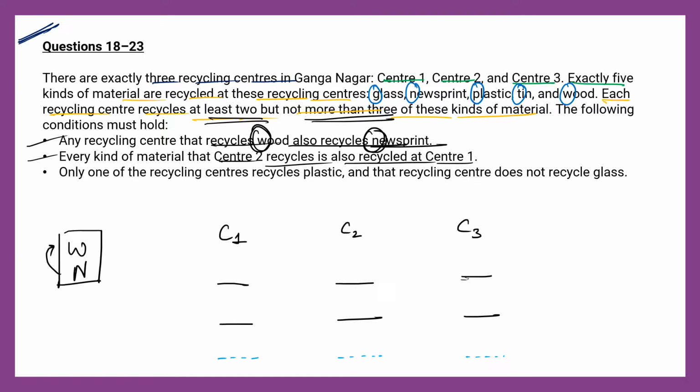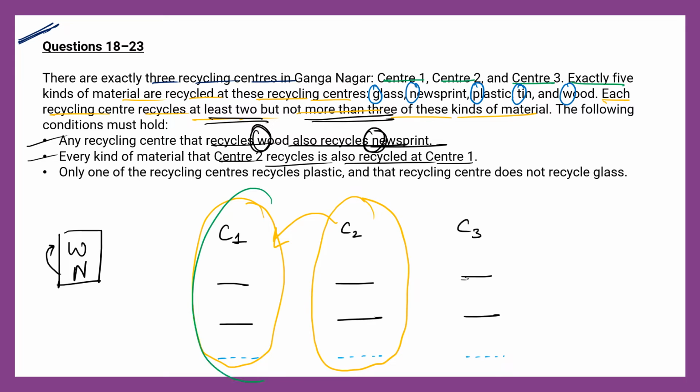I need you to spend some time to understand this. It says that every kind of material recycled at center 2, so if something is recycled here, it is also recycled here. This is not the same as saying that everything recycled at center 1 is recycled at center 2. What is the difference? Let me tell you the difference.